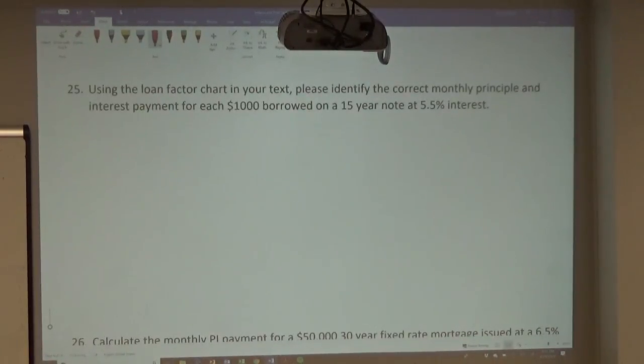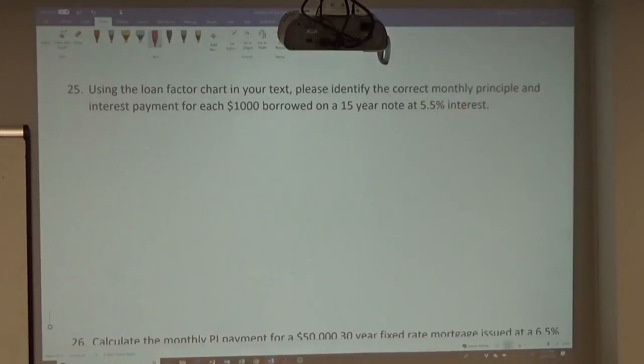Okay, we want to pick up where we left off on this review packet, and that was with question number 25. And question 25 requires you to use the amortization chart or loan factor chart. It means the same thing. Amortization chart or loan factor chart. You need to be familiar with that terminology, which is on page 449 in your book.